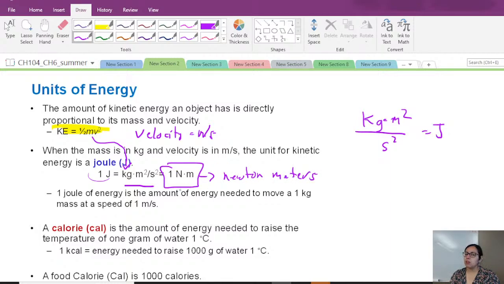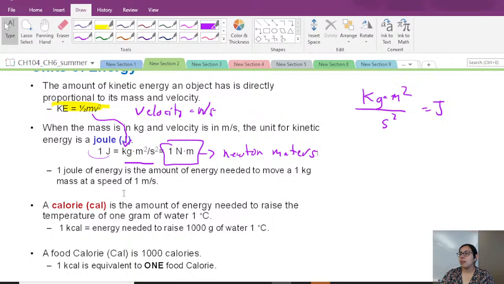I don't think we use Newton meters too much in chemistry, but if you did take some physics, or you're reading a paper, Newton meters might come up. So yeah, different industries use different units. So 1 joule of energy is defined as the amount of energy needed to move 1 kilogram mass at a speed of 1 meter per second.